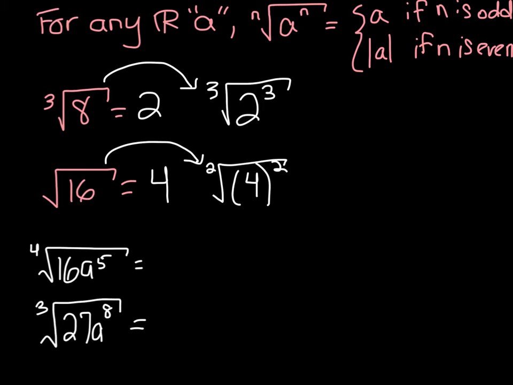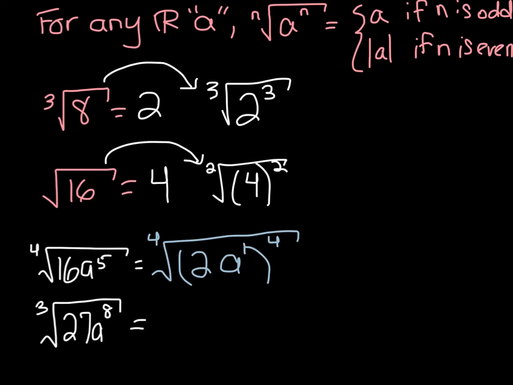Now, when you work with variables, this is where you really need to remember the absolute value. We need to rewrite this so that the whole thing is being talked about to the 4th power. We need the index and the exponent to match so that it's easier to write our answer simplified. 16 is the same thing as 2 to the 4th. And a to the 5th is the same as a to the 1st to the 4th power, because when you raise a power to a power, you multiply the exponents.